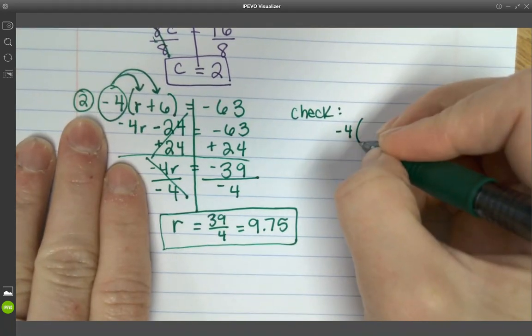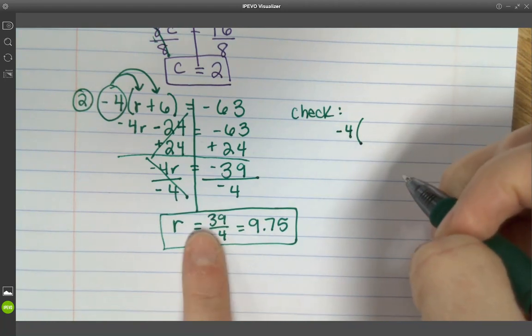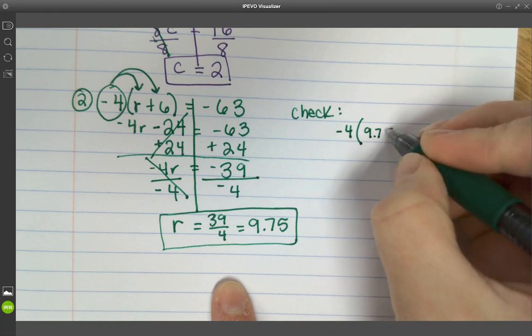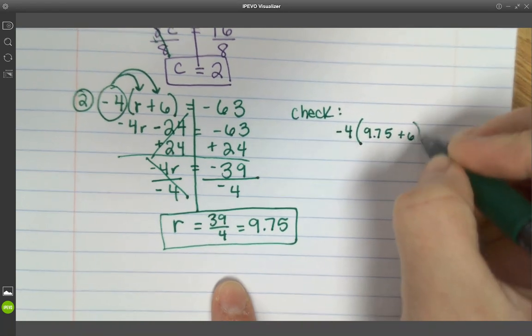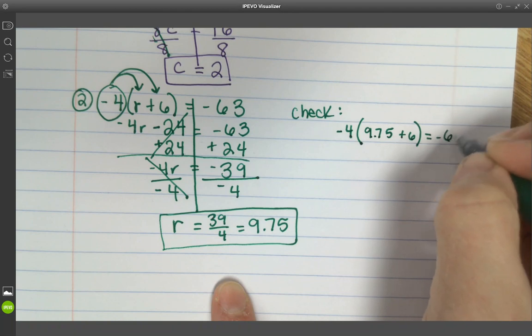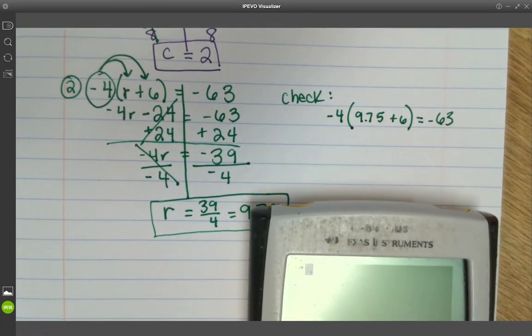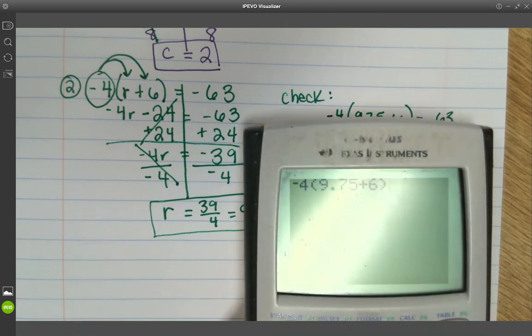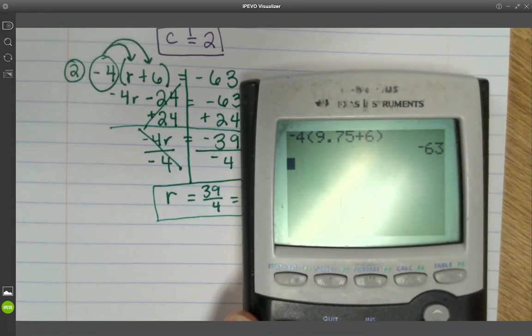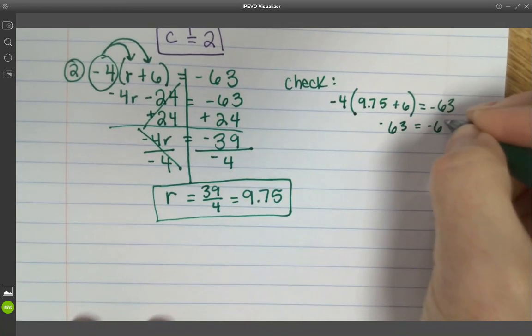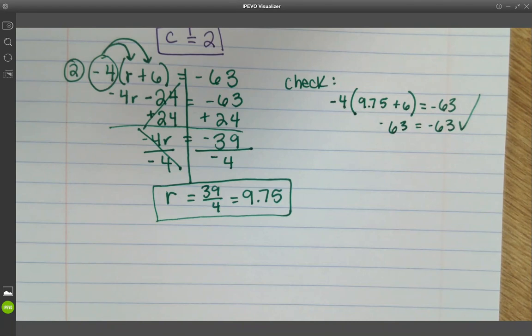Negative 4 parentheses. Would y'all rather use 39 over 4 or 9.75? Okay, so 9.75 plus 6 equals negative 63. We're going to see if that is true. Negative 4 parentheses 9.75 plus 6 close parentheses. It equals negative 63. So negative 63 equals negative 63. Check. We're done.